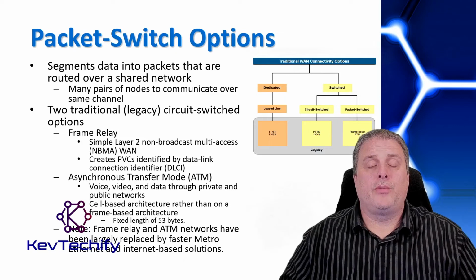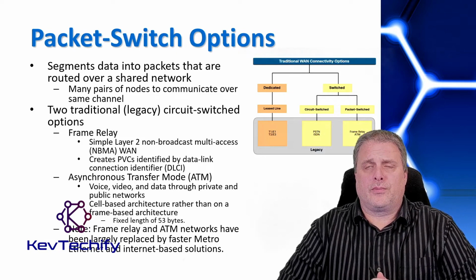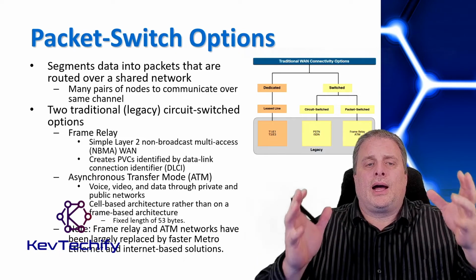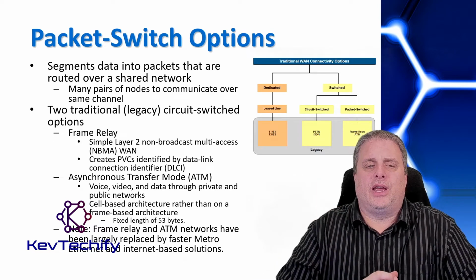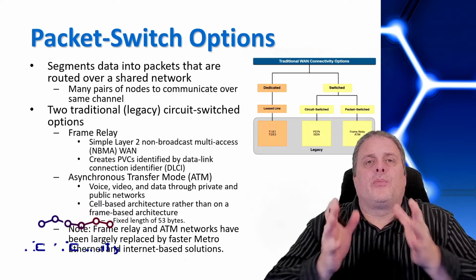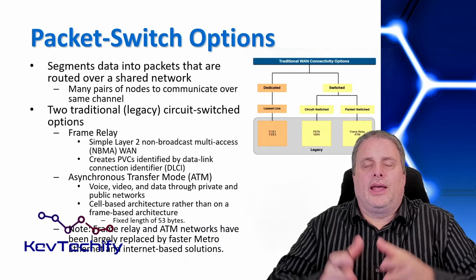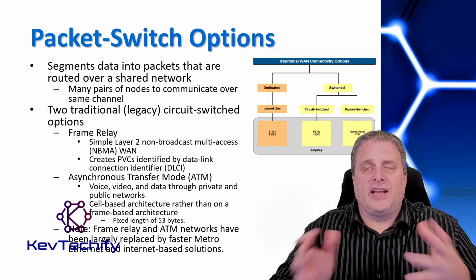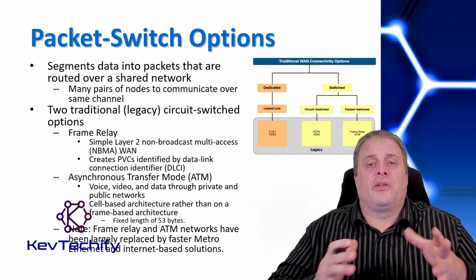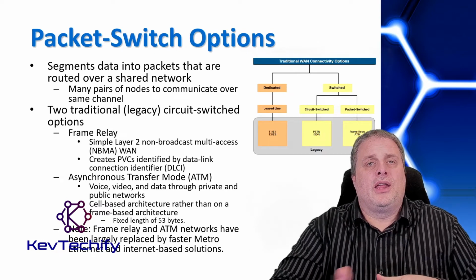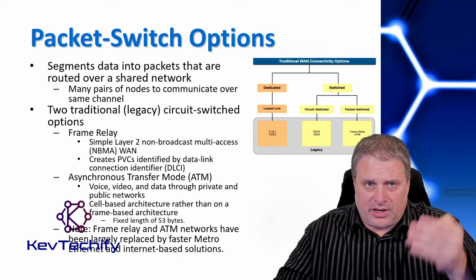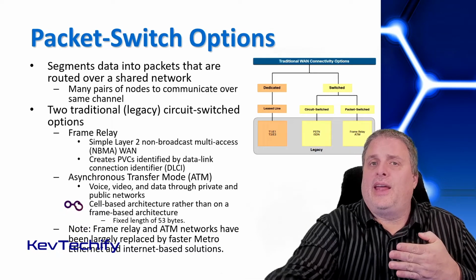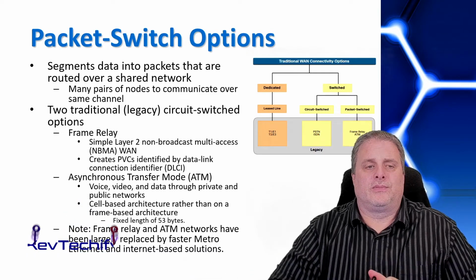Frame relay is a layer 2 protocol, and it worked on non-broadcast multi-access WAN. It created a private virtual circuit that was identified by these data link connection identifiers that were sent across the network. It would start at your starting point, and it would end at wherever the destination was.